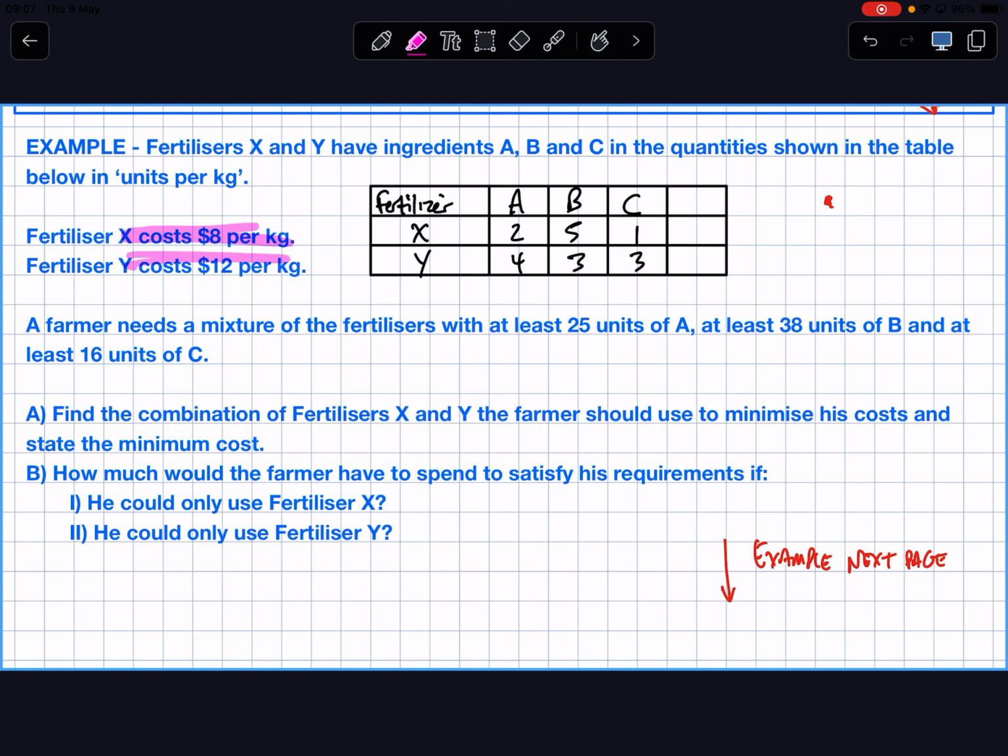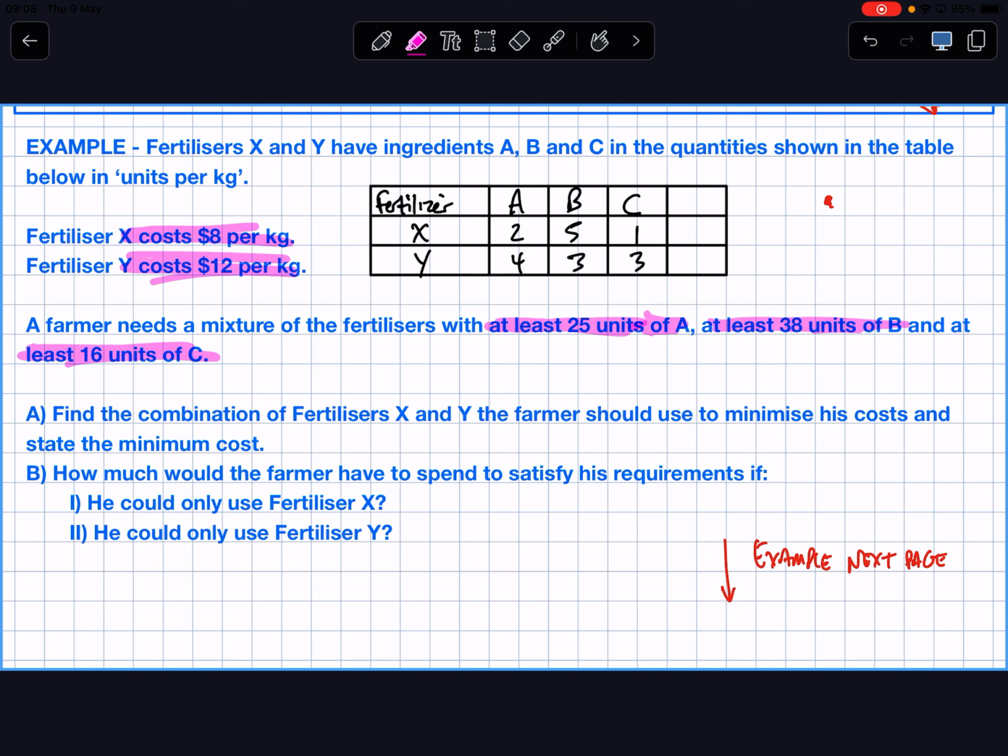Farmer needs a mixture with at least... Is the "at least" important? At least 25 of A, at least 38 units of B, at least 16 units of C. Find the combo of fertilizers X and Y that I should use to minimize his costs and state that.